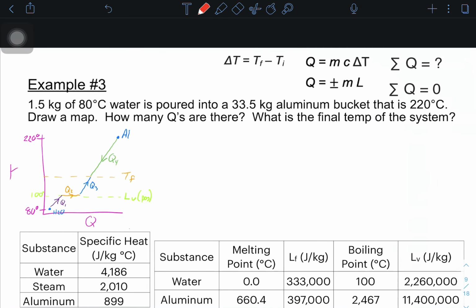All right, so this is what your map should look like. You should have 4 Qs. You have a minimum temperature of 80. You have a maximum temperature of 220. And then what happens is we get temperature change, phase change, temperature change. So there's 4 Qs. So hopefully that's what you have on your map. Now, I've already identified that this phase change is going to be latent heat of vaporization. And because my arrow is going to the right, it's going to be a positive. So when we go plus or minus in that Q2, it's going to be plus M times LV.